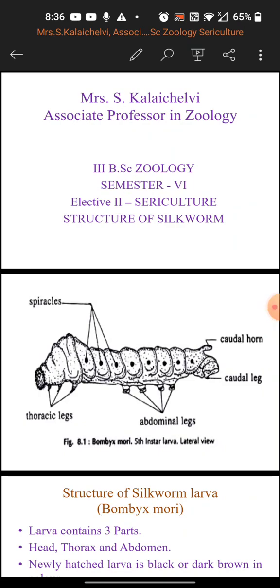Elective 2 Sericulture. Structure of silkworm. The diagram of silkworm with its body parts: head, thoracic legs on the thorax, an abdomen with abdominal legs, caudal horn and caudal legs, and with a number of spiracles on their abdominal segments.